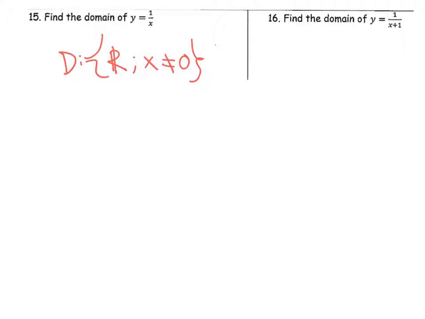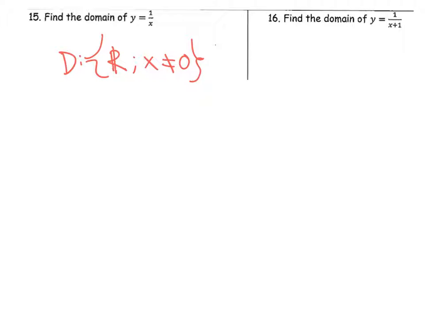Would it work if we just put x as x? Why not? Because we can plug in negative numbers. So we can have a negative number on the bottom, we can have a decimal, we can have a fraction, we can have a positive number, but we cannot have 0 on the bottom.